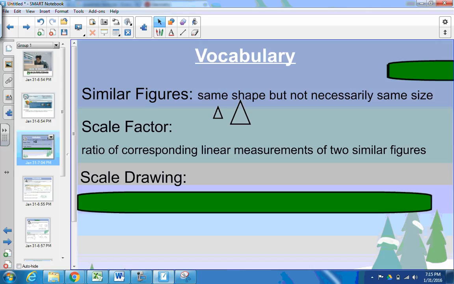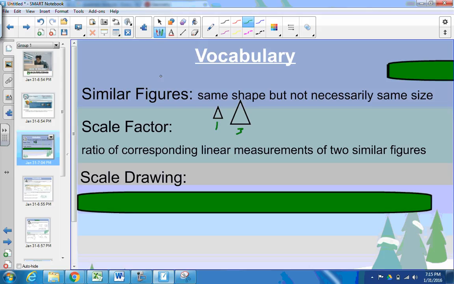We're going to assume that they have the same scale factor. A scale factor is a ratio of corresponding linear measurements of two figures. So if the ratio of this is 1, this is 3, the scale factor would depend on if you're going bigger or smaller. If you're going bigger, it'd be 3 to 1, so it's 3 times the size. If you're going smaller, it'd be 1 to 3.